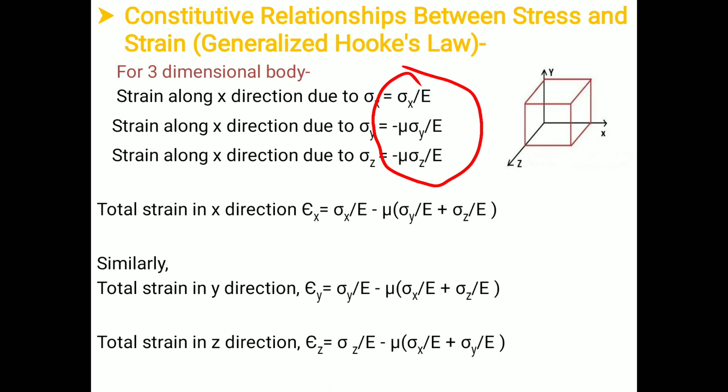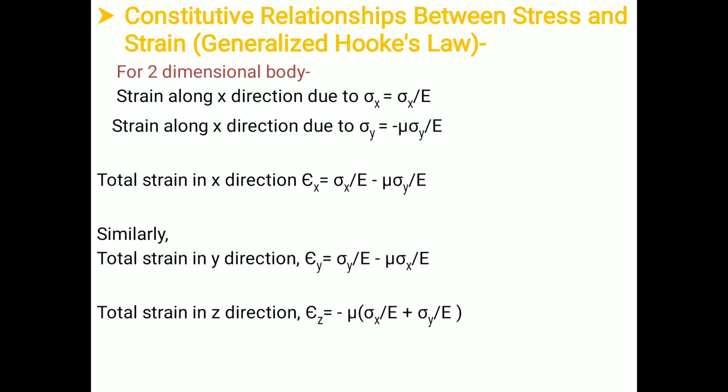Now in the next slide we are going to derive the relation of strain in terms of stresses for the two-dimensional body. Now as it is a two-dimensional body, the third dimension is very small as compared to the remaining two dimensions. The strain along x direction, again, is due to the effect of sigma x. Due to the effect of sigma x, we have the strain along x direction, which is equal to sigma x upon E. The strain along x direction due to the effect of sigma y is minus mu into sigma y by E.